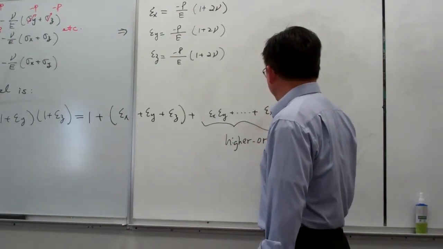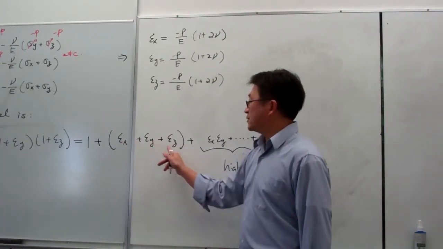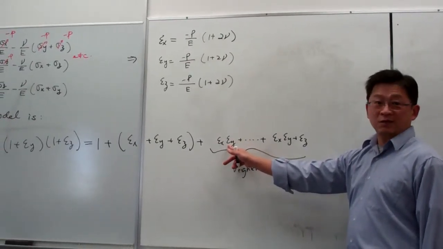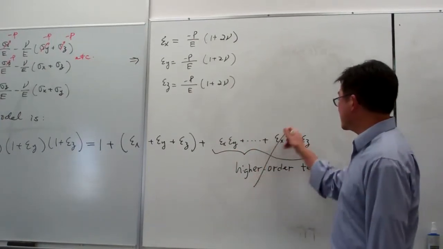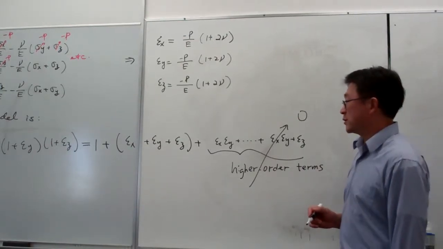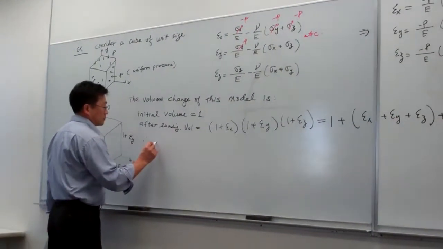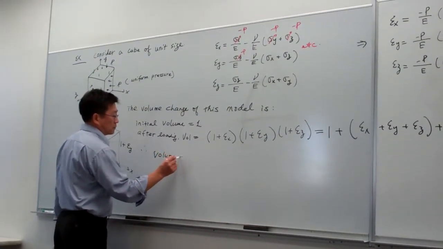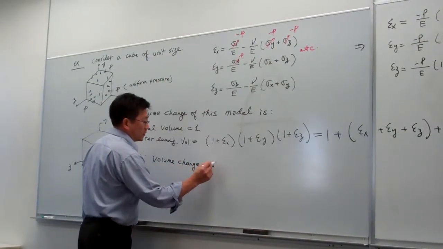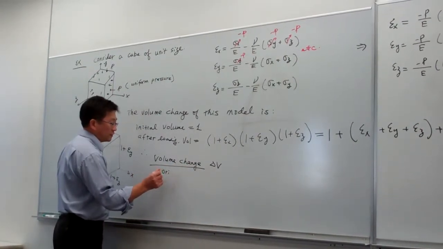Because most of the time epsilon x, y, or z by themselves are very small, the multiplication of small numbers is even smaller. So for higher order terms we can approximate them as equal to 0. Okay, this approximation should be good. So that means here the volume change, delta V, with respect to the ratio of the original volume, the initial volume.